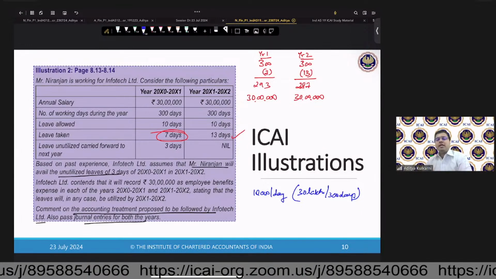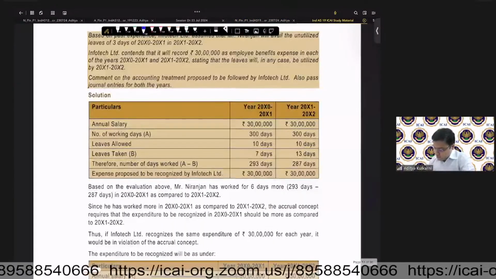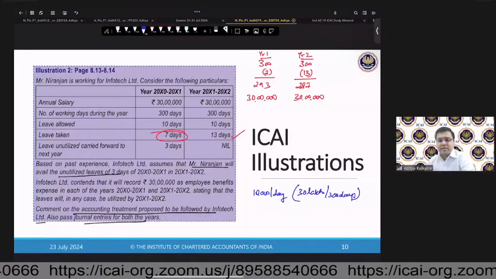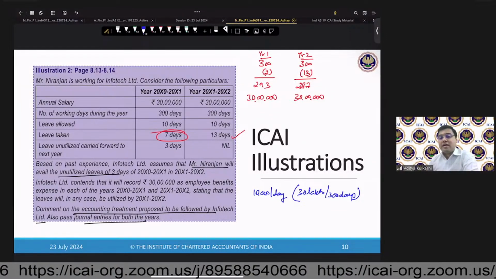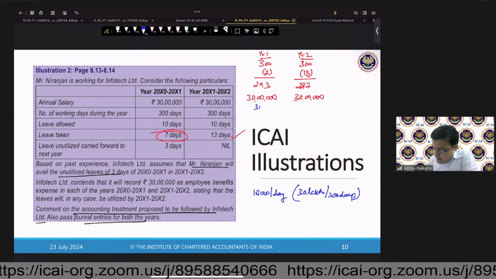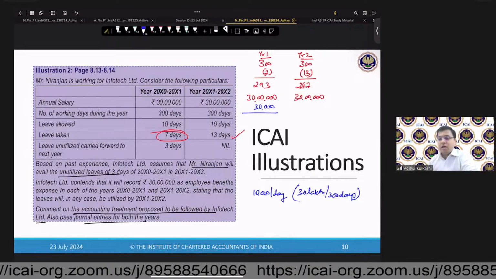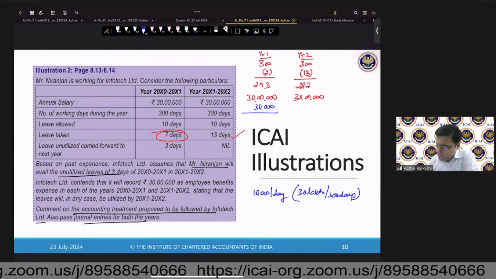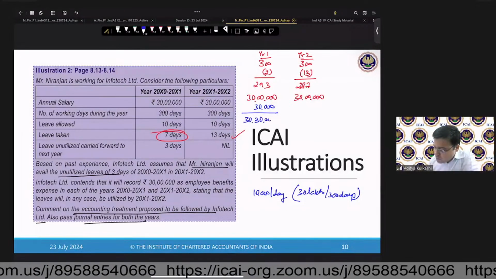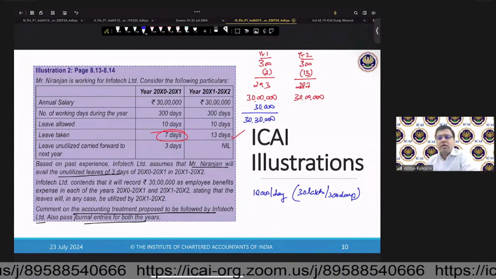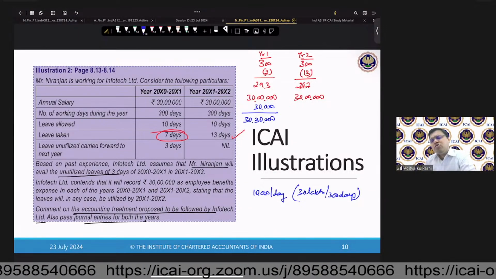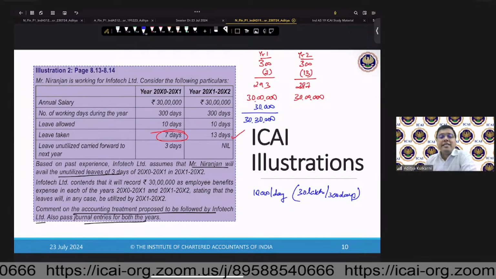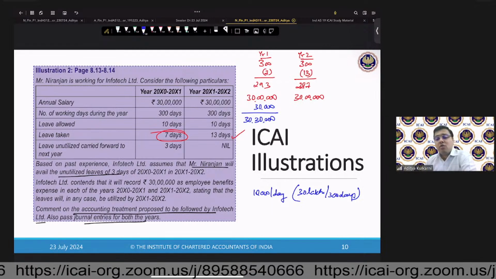You expect him to utilize it in the future. So what are you going to do? He has worked for 3 extra days. So for the 3 extra days that he has worked, I will recognize an expense of 30 lakh divided by 300 into 3 days. So that is 30,000 rupees. So therefore, total expense to be booked is 30 lakh 30,000. But sir, you booked 30 lakh 30,000, but you will pay only 30 lakhs. Now, this is not a cash benefit that you are going to give for the extra work that he has done.